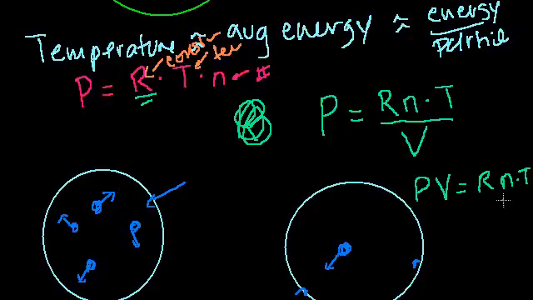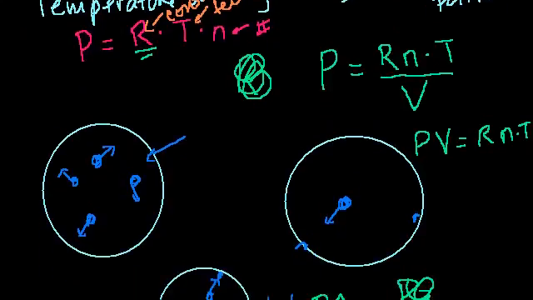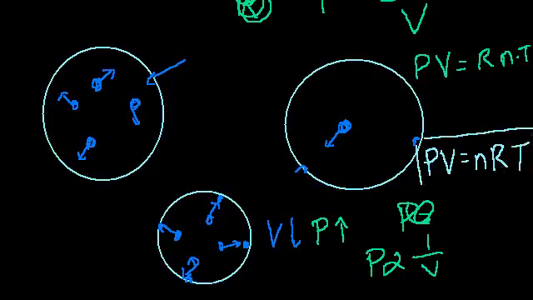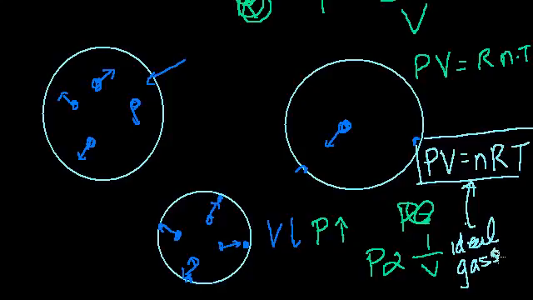And just to switch this around a little bit, so it's in a form that you're more likely to see in your chemistry book, if we just switch the N and the R term, you get pressure times volume is equal to N, the number of particles you have, times some constant times temperature. And this right here is the ideal gas equation. And hopefully it makes some sense to you.